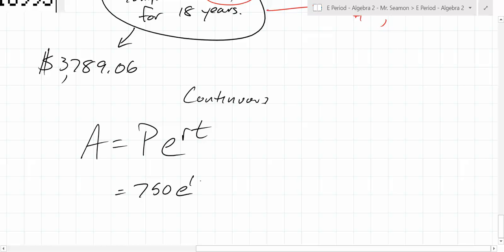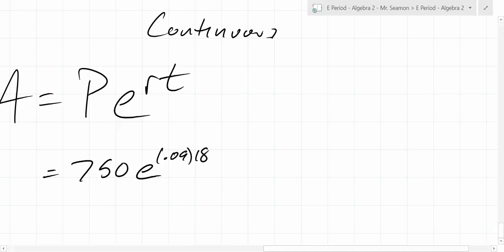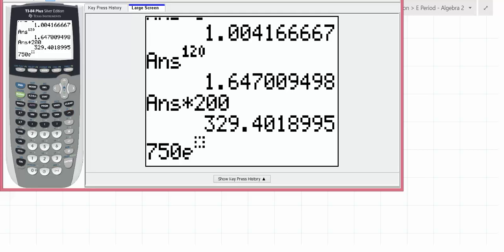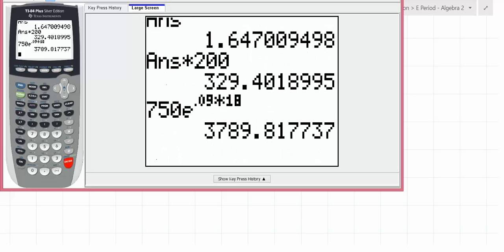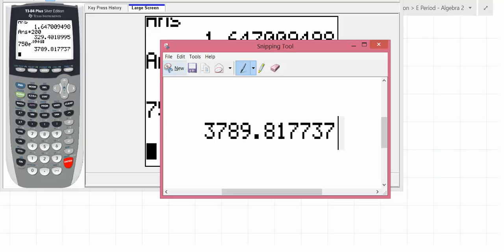What was that rate on this question? 0.09, right? And how many years was it? 18, right? If I do that on my calculator, 750 times e to the, what was it? 0.09 times 18. Look what I get. Is that almost exactly what we got before?